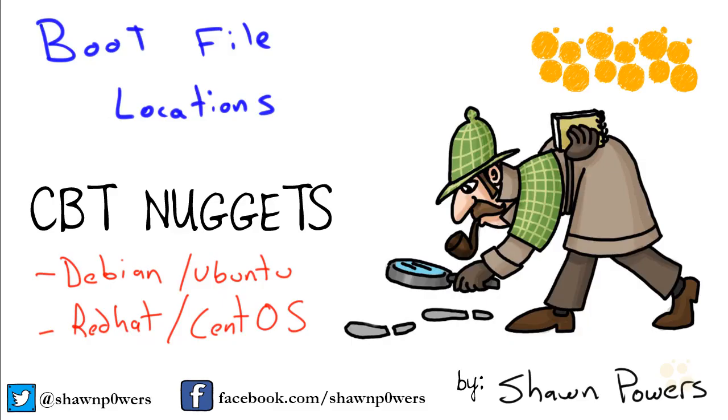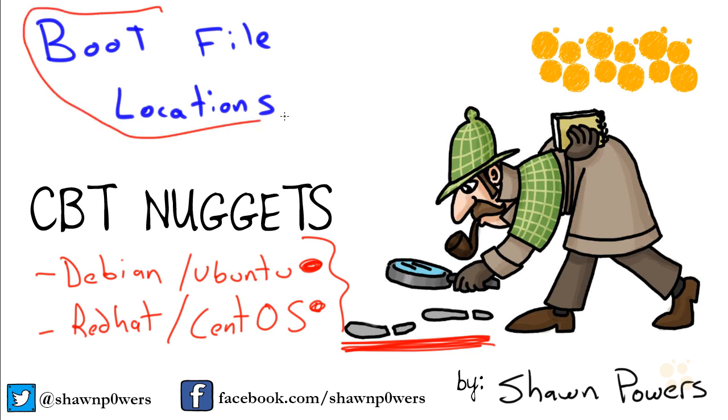It's really not that important to remember exactly which distribution does things in exactly which way. What's important is to be able to find the files by looking for them. Just do a lot of ls and grep for grub, and you're going to find the files you need. They're just going to be named a little bit differently or be in slightly different locations on your file system. So don't be intimidated by boot file locations. Just do a little bit of investigation and you'll find them without any issue whatsoever.